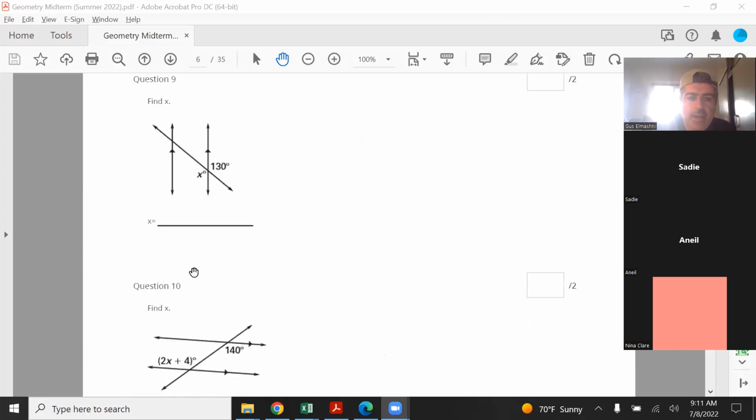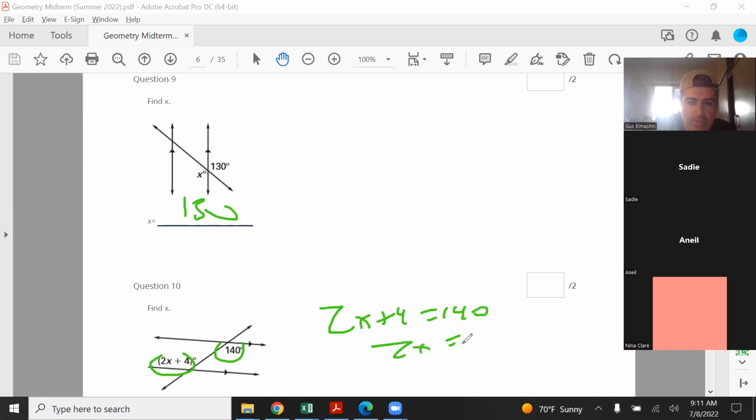Number 9, that's just 130, not that hard. Vertical angles, right? That's just 130. Here, since these are parallel, these are going to be the same because they're alternate interior angles. So 2x equals 136. X should be 68, I think. Yeah, 68. Okay, so that's number 10. So now we're 1/3 of the way through the midterm.